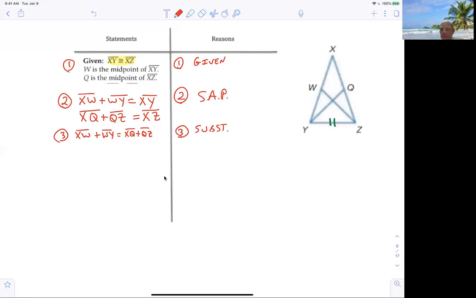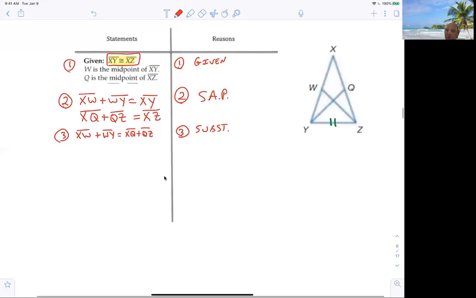Right here, the highlighted yellow. XY is the same as this. You agree with that? So I replaced it. And then XZ is the same as this. So I just put those two things equal to each other. Everybody good on that? All right.